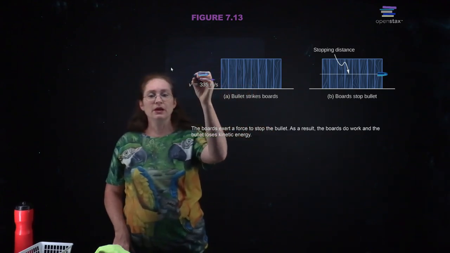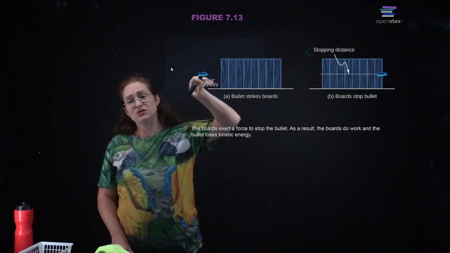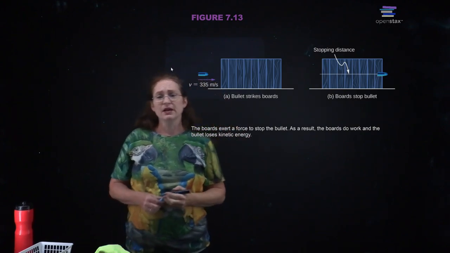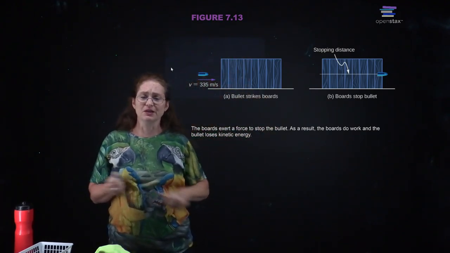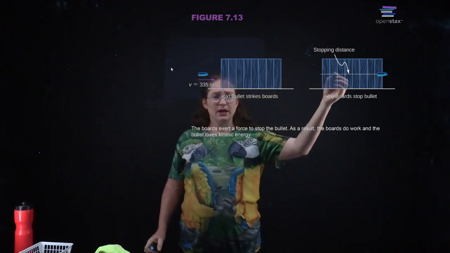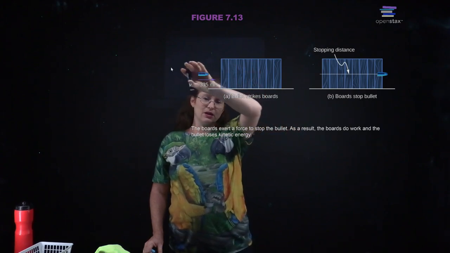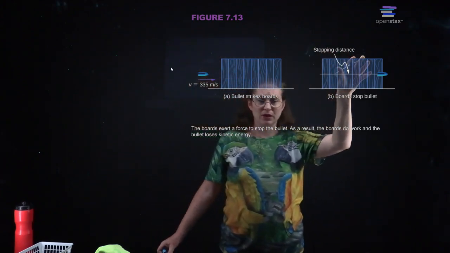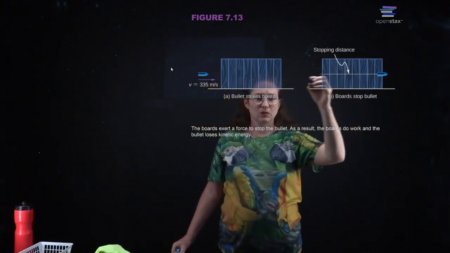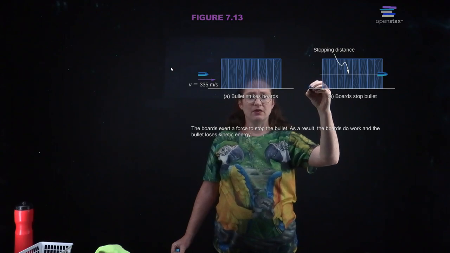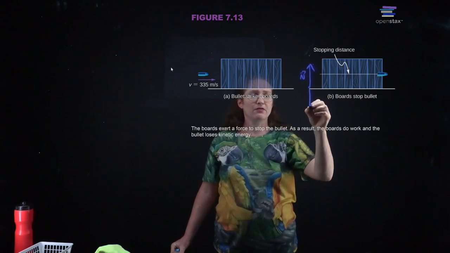When we consider the bullet, we are considering it to have no forces acting on it. It technically has gravity, but it's traveling so quickly and this process is so fast that the effect of gravity on the bullet is going to be negligible. Now here you have only the bullet moving, but here you have the bullet and the board moving once the bullet strikes the board. So here we have the normal force and we have gravity.